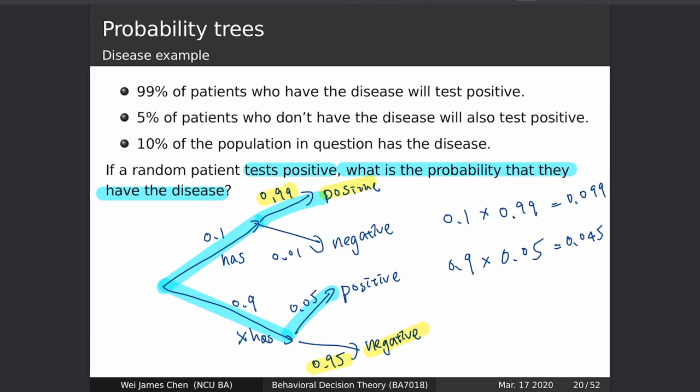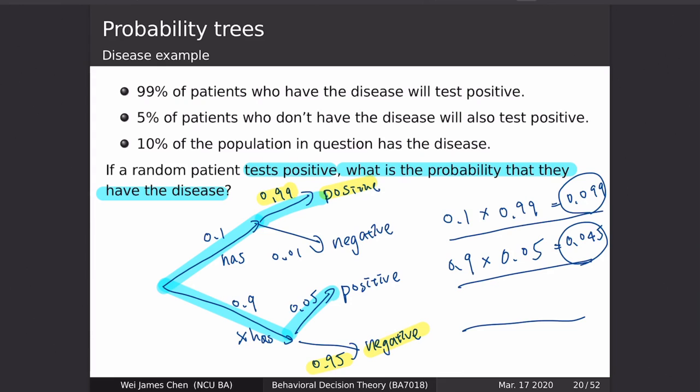And you can see these as two events. This is the probability that you are positive and have the disease. This is the probability that you don't have the disease but tested positive. So the relative ratio between these two, this is almost twice as this one.